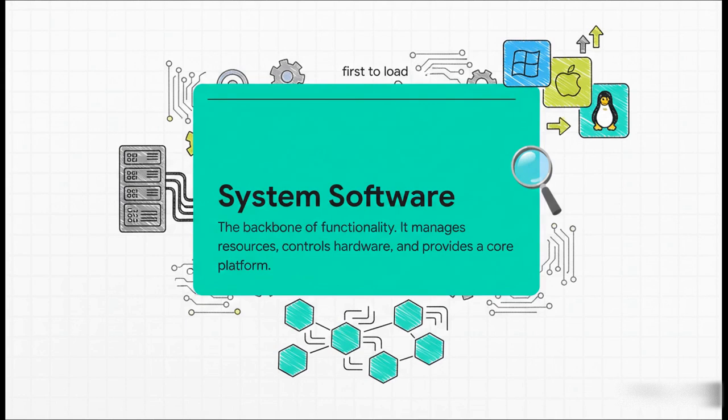So, system software is that deep, essential stuff. It's always running in the background, managing the computer's memory, its files, and all the physical hardware. The most famous example, of course, is the operating system, or OS. We're talking Windows, macOS, Android, Linux. It's the very first thing that boots up when you turn your device on.